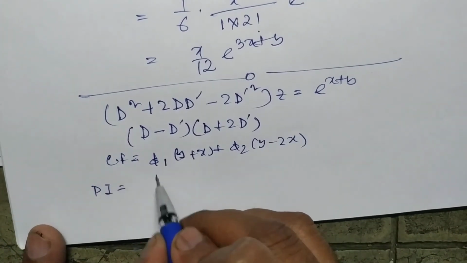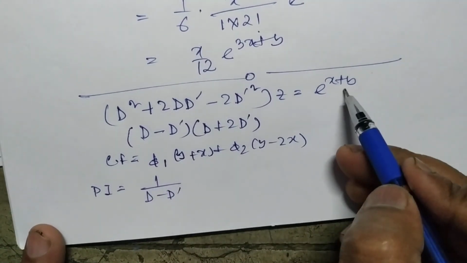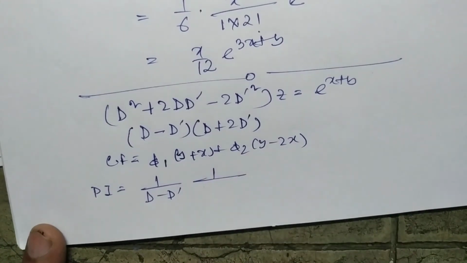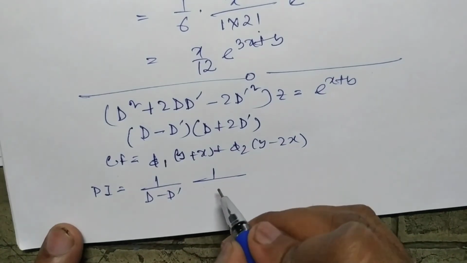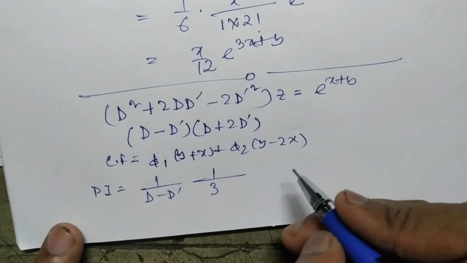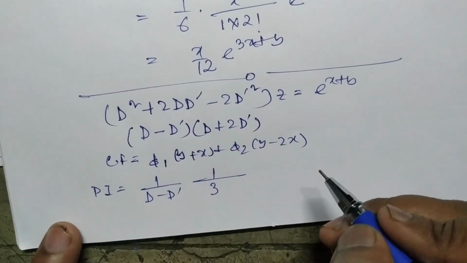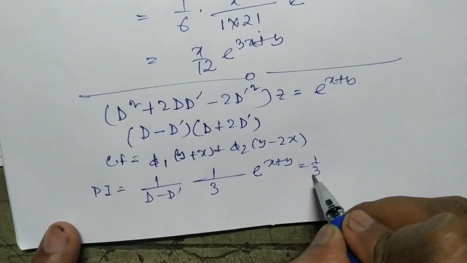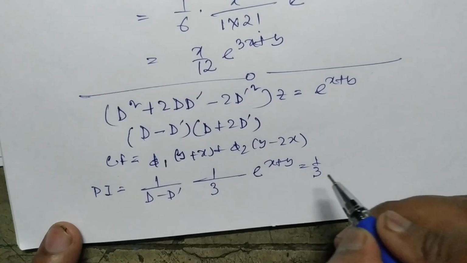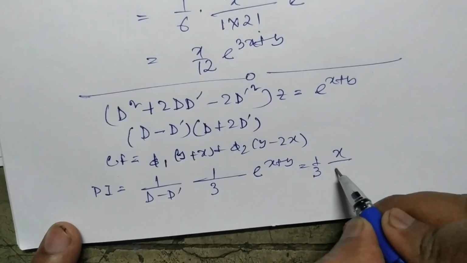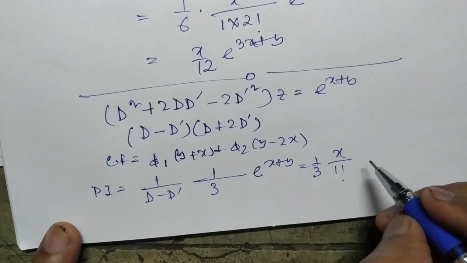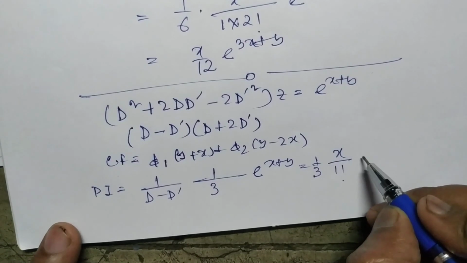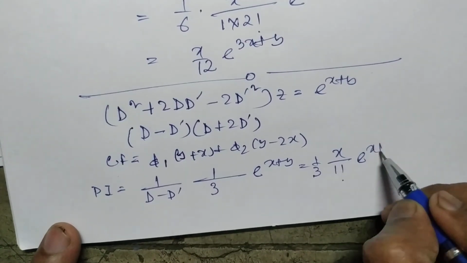This is 1 over d minus d dashed. See, there will be singularity, so we keep it as it is, and there will be 1 plus 2 multiplied with 1, so it is equal to 1 over 3, and integration e to the power v dv, so e to the power v, that is e to the power x plus y itself. 1 over 3 goes in front of the whole, and next part, x over 1 factorial e to the power x plus y.